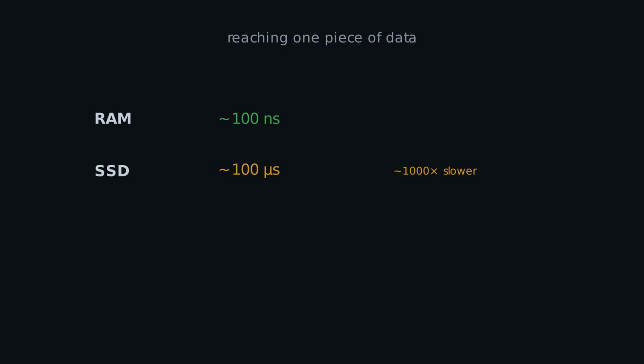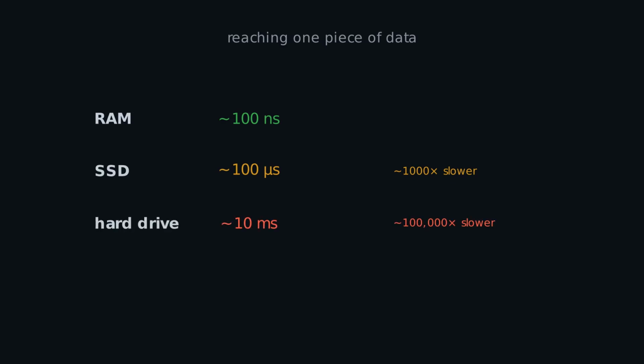And of course, there's a catch. The whole reason that this hurts. RAM is fast. Reaching a piece of data in RAM takes about 100 nanoseconds. Reaching it on an SSD, around 100 microseconds. That's roughly 1,000 times slower. 1,000. On an old spinning hard drive, it's more like 100,000 times slower.